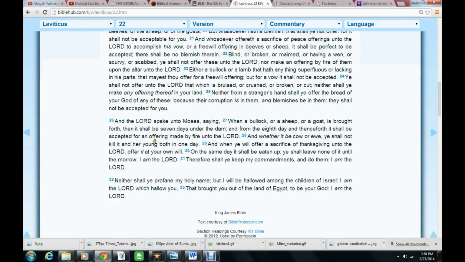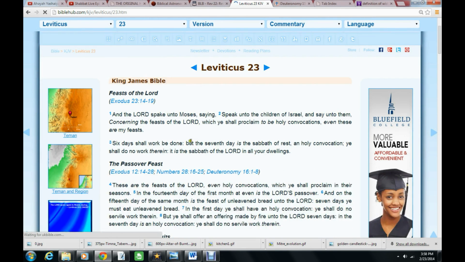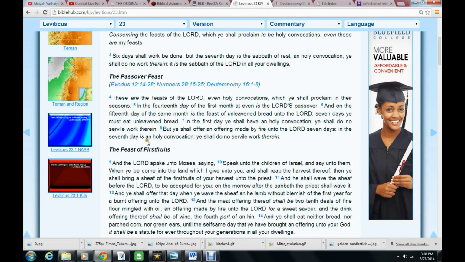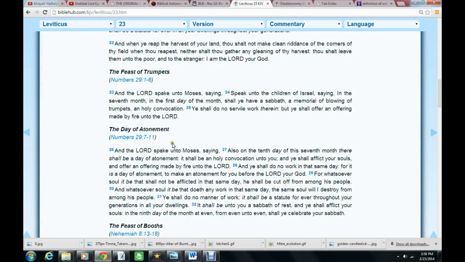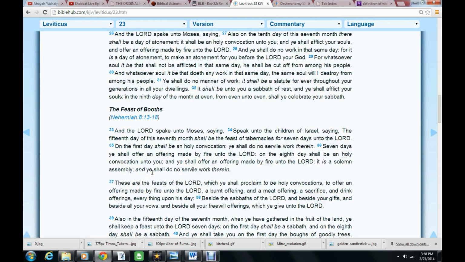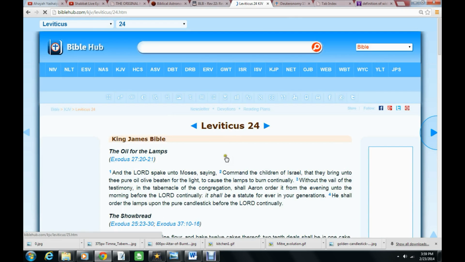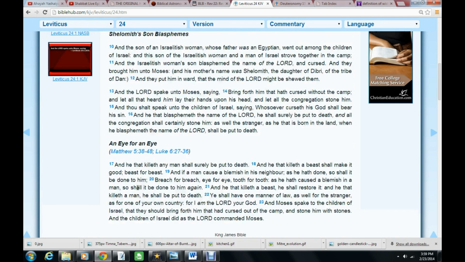So worthy offerings. Feast of the Lord. So now these would be the feasts, which we'll get to. The Passover feast, the Feast of First Fruits, the Feast of Pentecost, the Feast of Trumpets, the Day of Atonement, the Feast of Booths, the oil for the lamps, the showbread, the blasphemies, an eye for an eye.